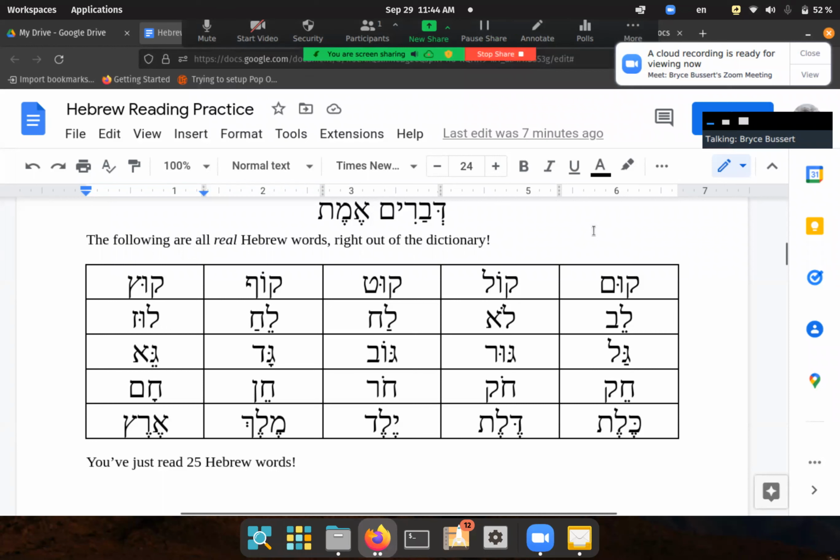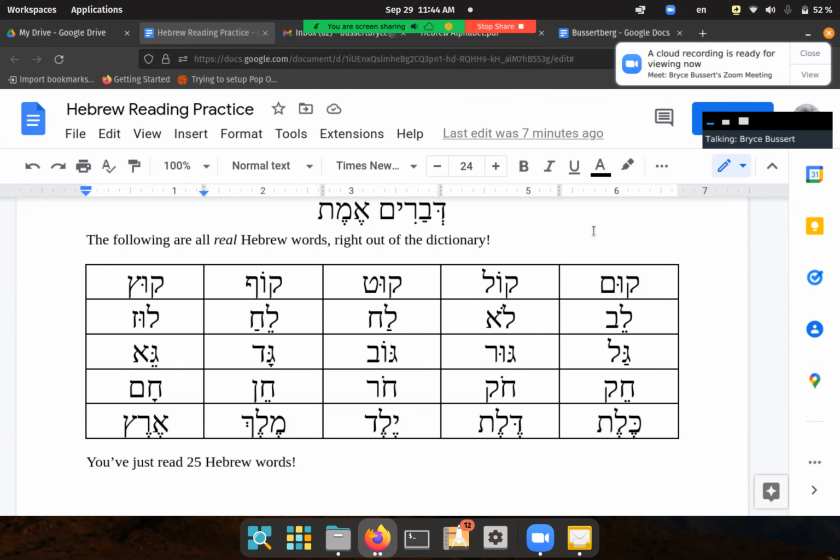All right. So we knocked out some charts. Now we're on to Devarim Emet. These are real Hebrew words. There's 25 of them because they're in a 5x5 chart. They're very easy and simple. You can take it. Here we are in the top right-hand corner. This is kum. That is a final mem right there. Okay, that's kof vav with the dagesh, which is the u vowel, and then the final mem, kum.